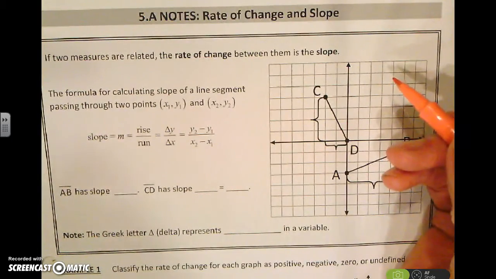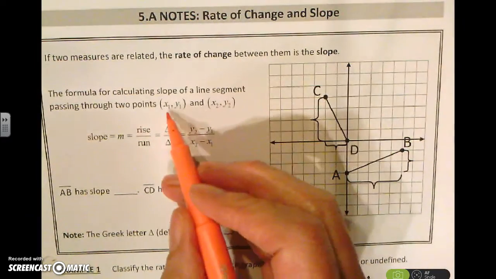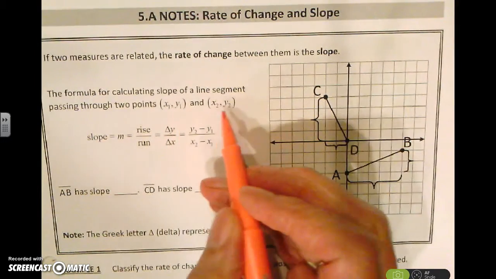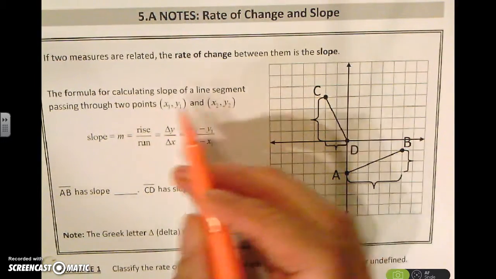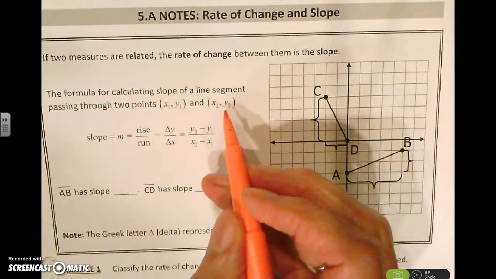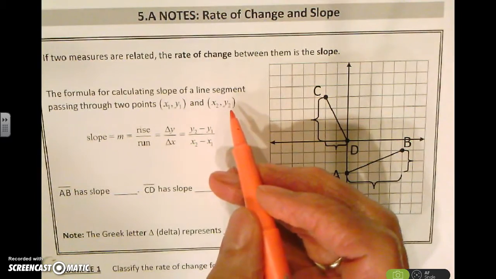5A notes rate of change in slope, which is on page 2. If two measures are related, the rate of change between them is called the slope. The formula for calculating the slope of a line segment passing through 2 points, and we're going to call them x with a sub 1 and y with a sub 1, and here's x sub 2, y sub 2. We're going to have 2 points, and we have to have some way to differentiate between the two of them, because if they were both x, y, they would look exactly the same.